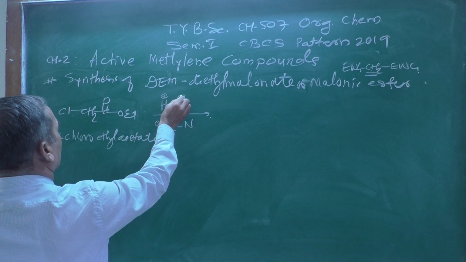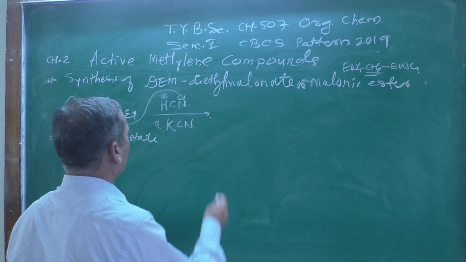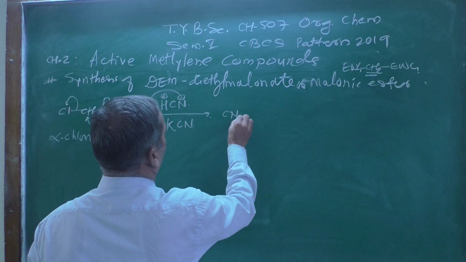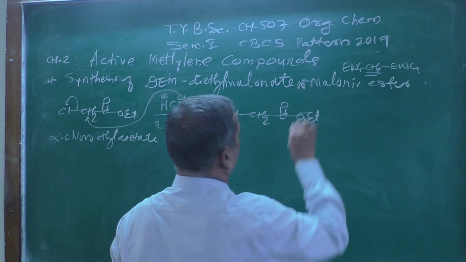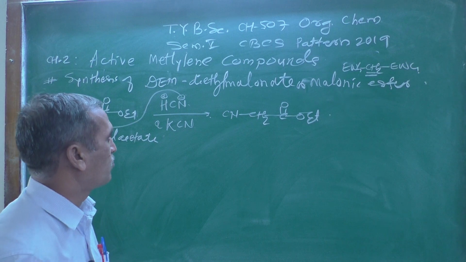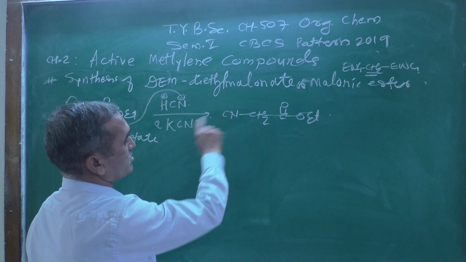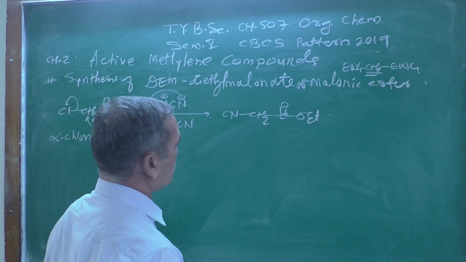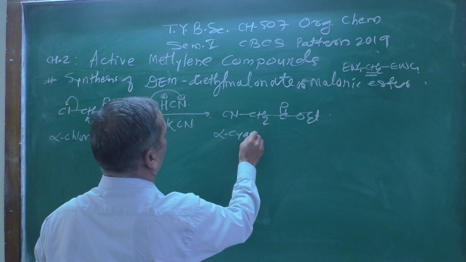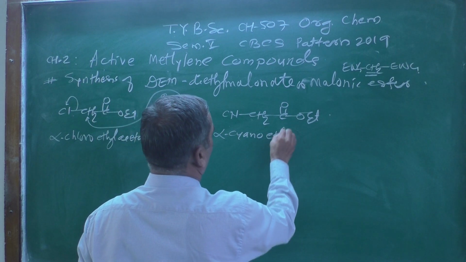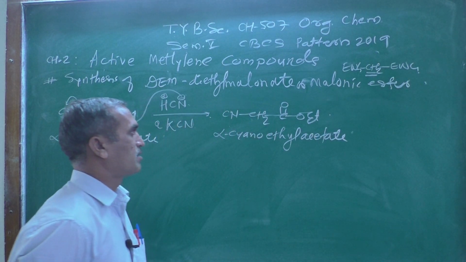If there is a positive and negative, this is going to attack over CH2, and then Cl is departed, and you are going to get here CN, then CH2, C double bond O, OET. This is the compound which we got over here. Here is a formation of a new carbon-carbon bond, the cyanide bond and this carbon atom, and therefore synthetically it is an important one, or it is termed as alpha cyanoethyl acetate. Alpha cyanoethyl acetate will be the name of this compound.